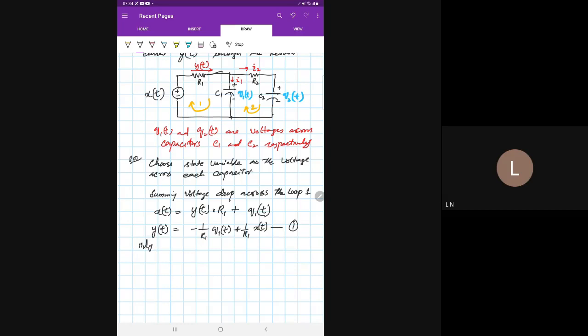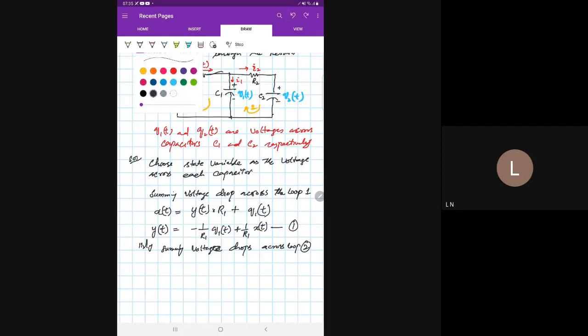Similarly, we will sum the voltages or voltage drops across loop 2 also. So across loop 2, whatever voltages are present, we will sum them up. Okay, so we will be able to find out in loop 2, which is the blue one.